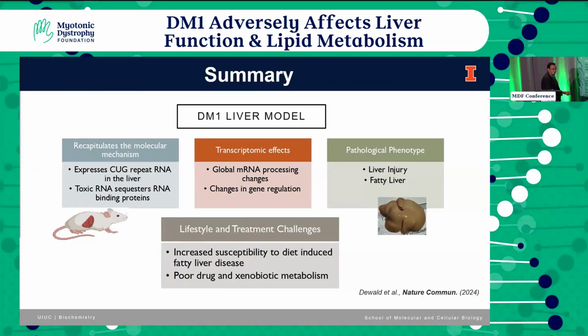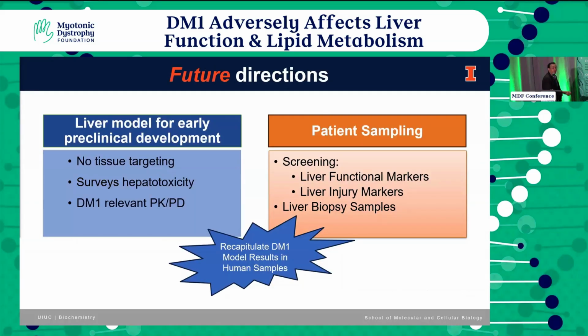So in summary, what I've shown you today are our findings from the mouse model that recapitulate the effects of DM1 within the liver. Using this model, we found that just like other tissues, DM1 livers also experience global changes in mRNA processing and also splicing and mRNA abundance. We also showed that the repeat RNA-induced transcriptome defects lead to pathological consequences in the DM1 liver. And more importantly, the liver might contribute to many lifestyle and treatment complications that are faced when living with or treating DM1. There are 2 directions we would like to take for this project as we move forward.